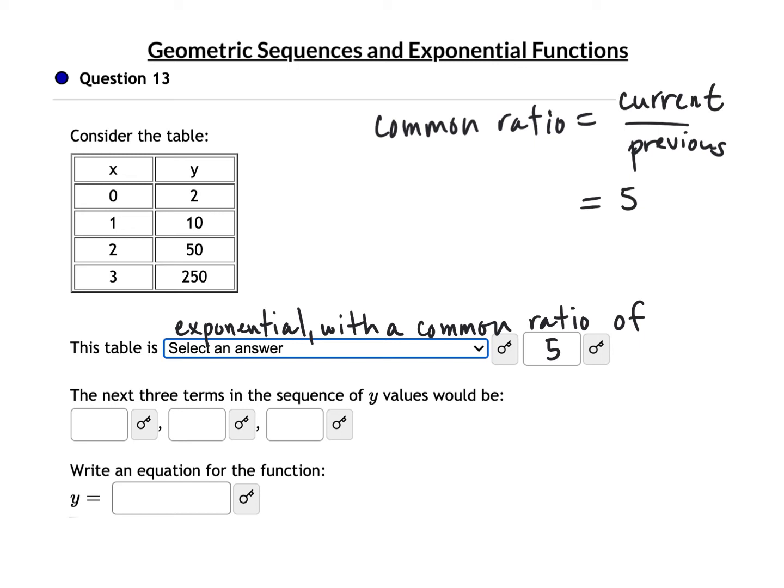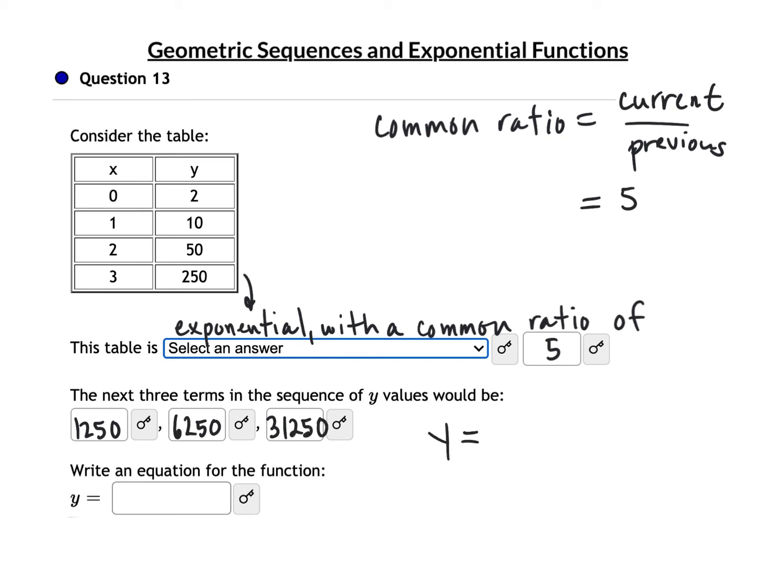The next 3 terms in the sequence of y values, we're multiplying by 5. So take 250 times 5, and we get 1,250. Multiply that by 5, and we get 6,250. And multiply that by 5, and we get 31,250.